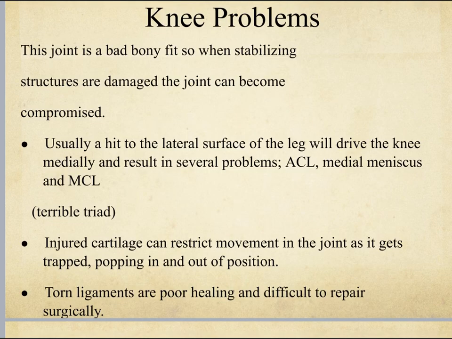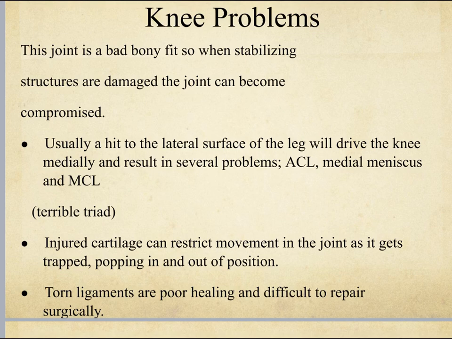So to summarize why the knee has problems, well, because obviously it's a bad bony fit, so when stabilizing structures are damaged, the joint can become severely compromised. An example would be something called the terrible triad. So three things are going to get destroyed here. A hit to the lateral surface of the leg will drive the knee medially and result in tearing of the ACL, medial meniscus, and the MCL. Again, this can put an athlete or a person out of commission for about a year and change.